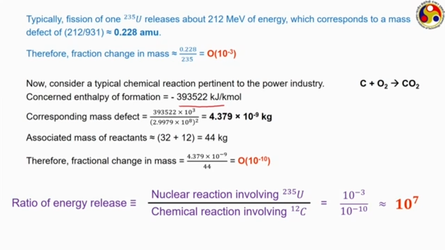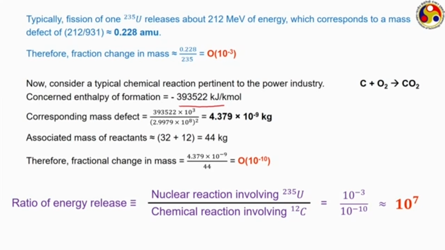That means the amount of energy that we are going to get by the combustion of 1 kg of carbon plus oxygen, we are going to get 10 to the power 7 times that energy by allowing a nuclear reaction for 1 kg of U235. That is the most significant factor for nuclear power generation.